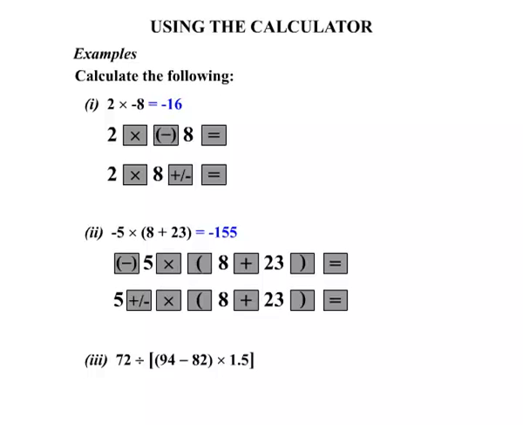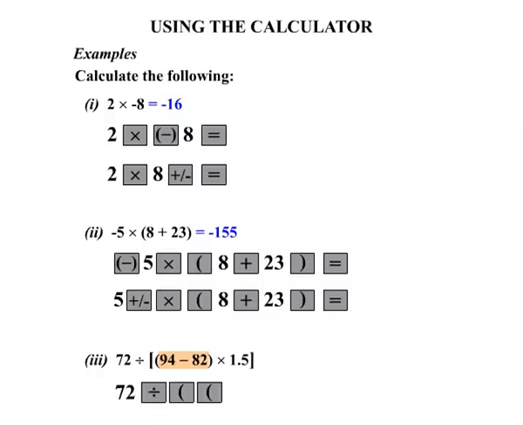A third example, 72 divided by, and then in brackets, we've got 2 sets of brackets, one inside the other. 94 minus 82 in one bracket, and we're multiplying that by 1.5. So 72 divided by, we just write from left to right. Then we have an open bracket, and then another bracket, so 2 left brackets.